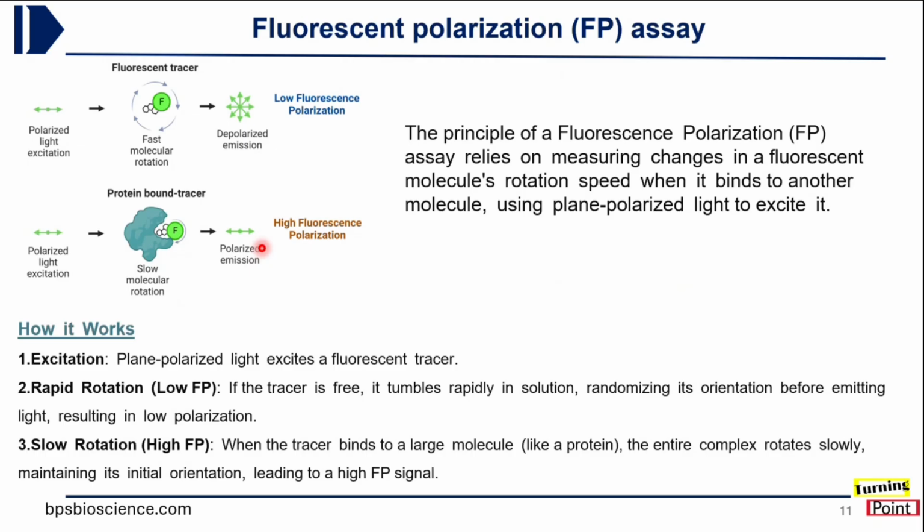Now how does it work? First, plane polarized light excites the fluorescent tracer. Second, rapid rotation: if the tracer is free, it tumbles rapidly in the solution, resulting in low polarization. Third, slow rotation: when the tracer binds to a large molecule like a protein, the entire complex rotates slowly, maintaining its initial orientation. And finally, it gives high fluorescence polarization. So this is the fluorescence polarization assay.